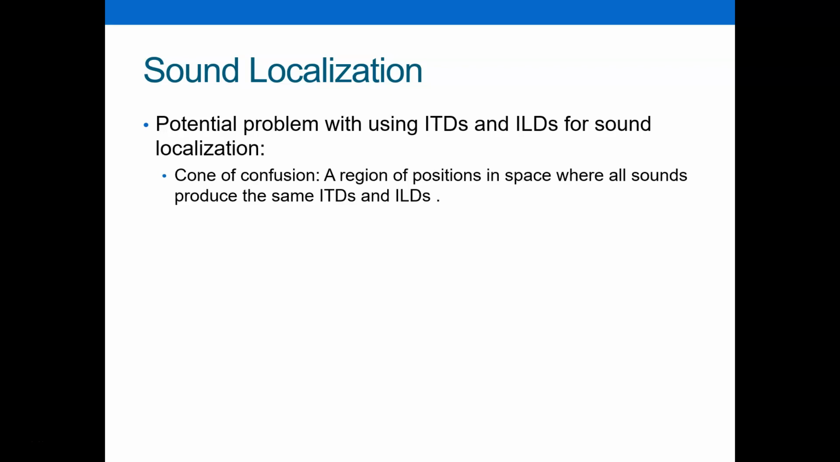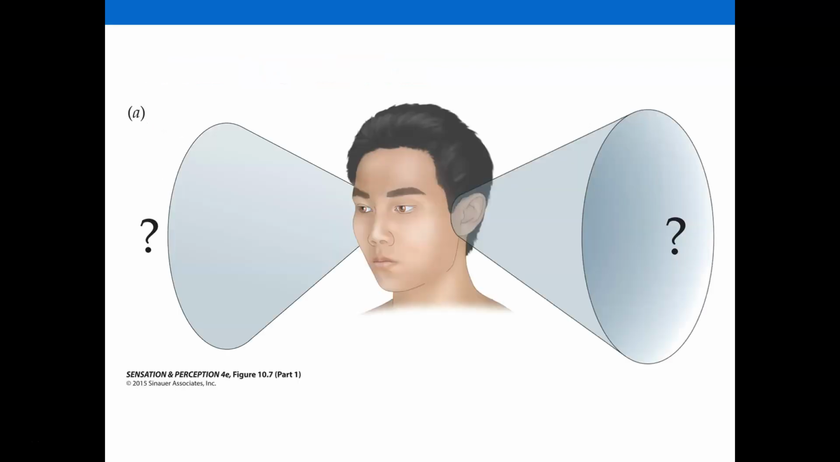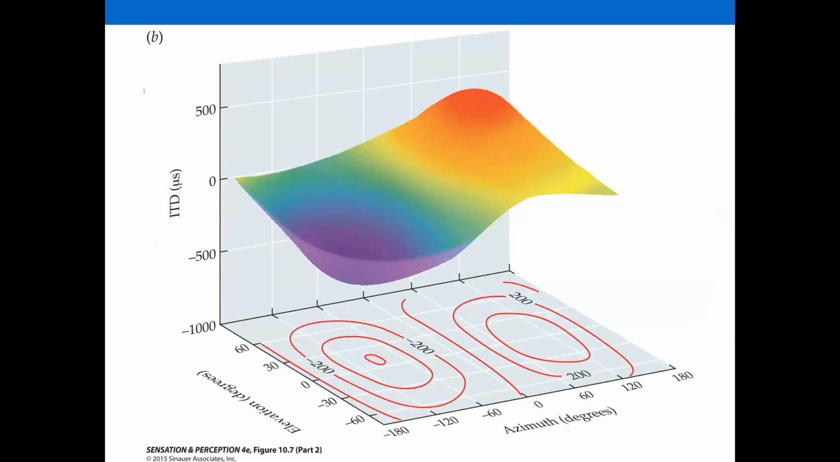So basically, if we have an object that is eliciting a certain ITD within a particular region of space, you could get the exact same ITD from a slightly different position. So this can make it very, very difficult for us to figure out where a sound is coming from. And here's another way that we can look at it.